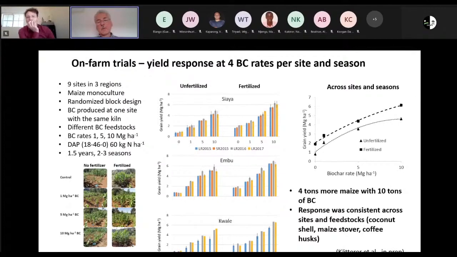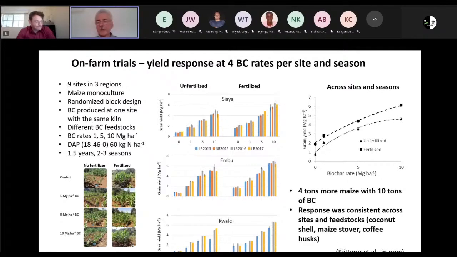And so the higher the biochar application rate, the higher the yield. On the right-hand side, across all sites and seasons, you see the biochar response, or the yield response to the biochar rate. The higher the rate, the higher the yield response. We got 4 tons more of maize with the 10 tons of biochar application. But even at the small application rate of 1 ton, we also got a significant yield increase.